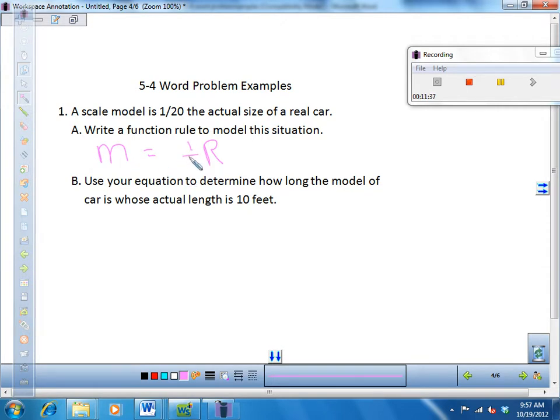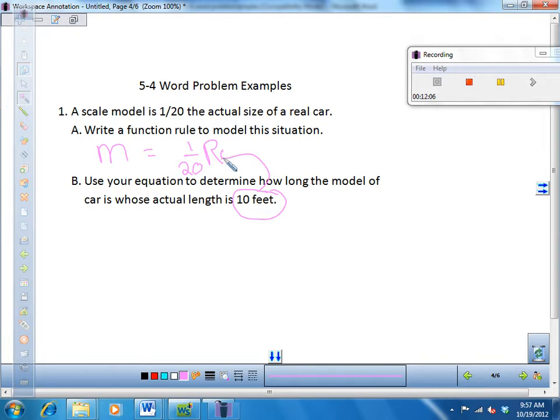Before that, they would go like this, right? Because it's 1/20th of, usually means multiply, 1/20th of the real thing. So say, use your equation to determine how long the model of a car whose actual length is 10 feet is. So I take 10, where do I plug that in?